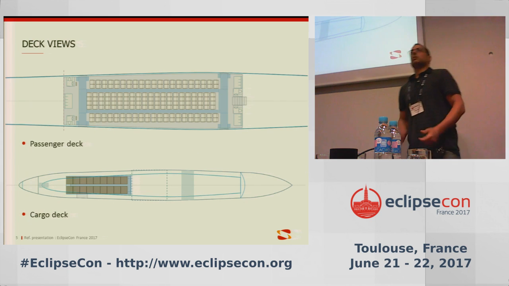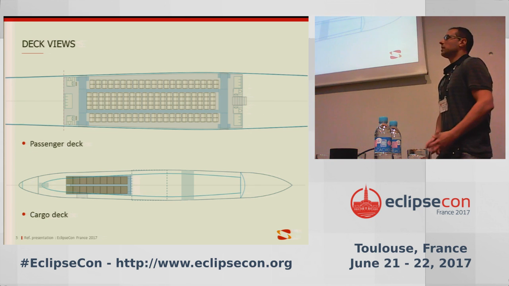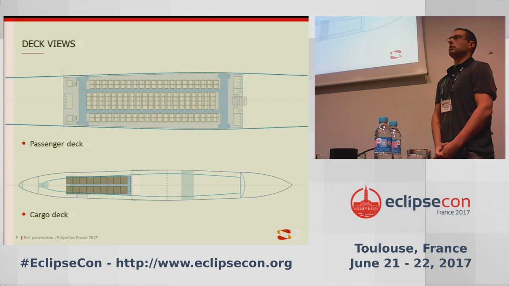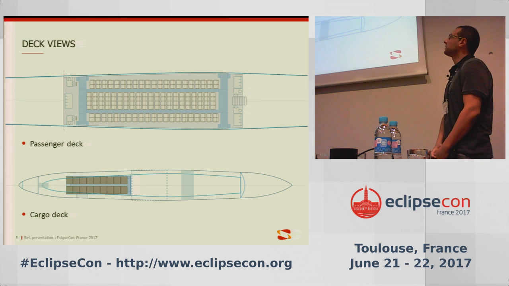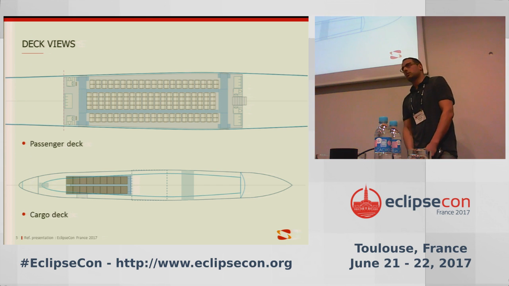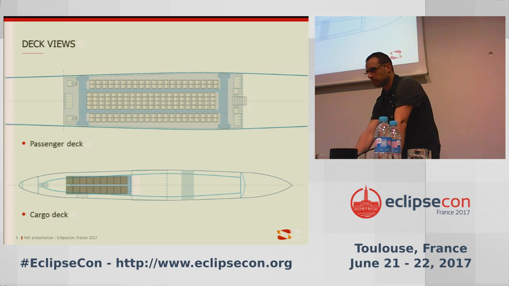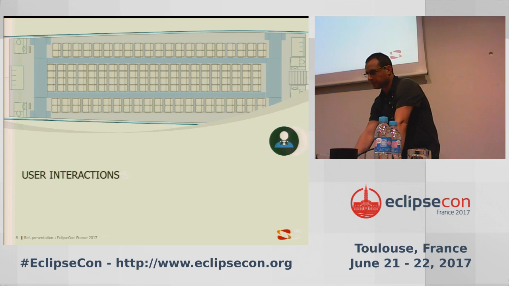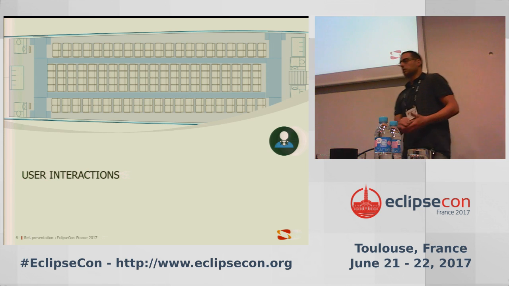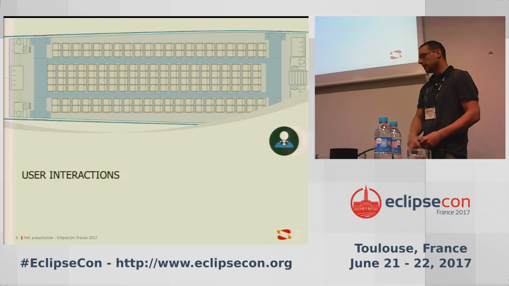You also have two other views: a passenger deck view, displaying all the main components of a passenger deck, like the seats, passenger aisles, and lavatories, and a cargo deck view, displaying cargo containers and cargo compartments. So now we will see all the user interactions we provide thanks to GEF4.